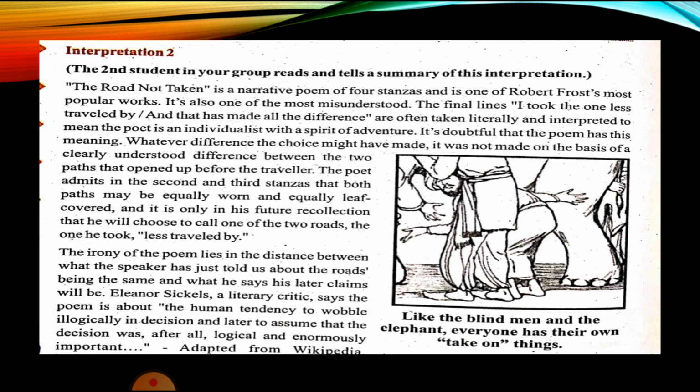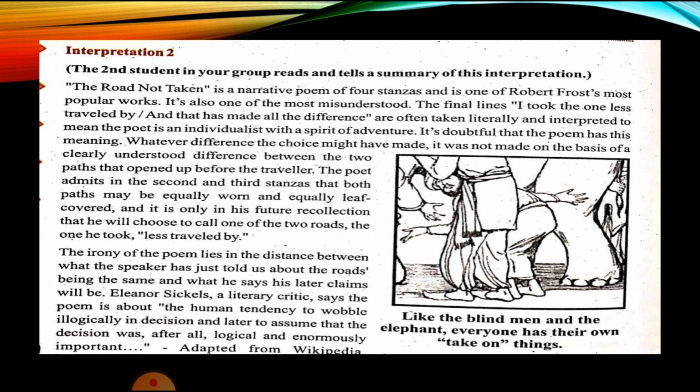See, The Road Not Taken is one of the most misunderstood poems, and the final lines, that is, "I took the one less traveled by, and that has made all the difference," indicate that the poet is an individualist with what? With the spirit of adventure. See, but this interpretation is doubtful also. At the fork of the roads, he chooses the less traveled one and leaves the other, hoping that someday in the future he will take it. But in the end, he says that the one he chose made all the difference for him.